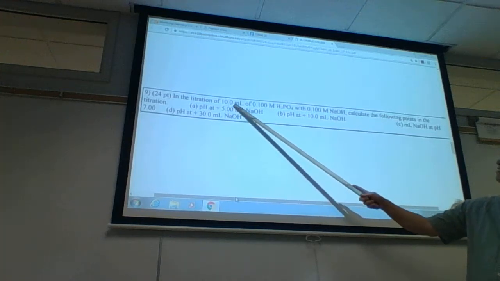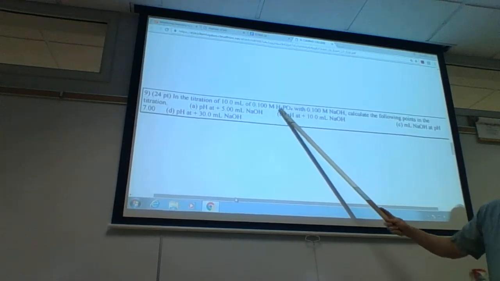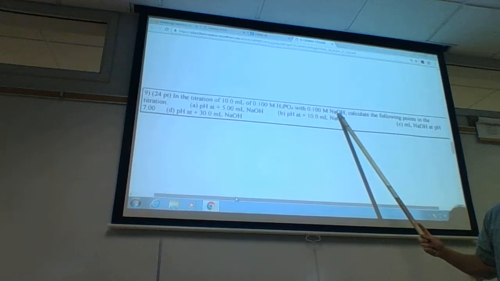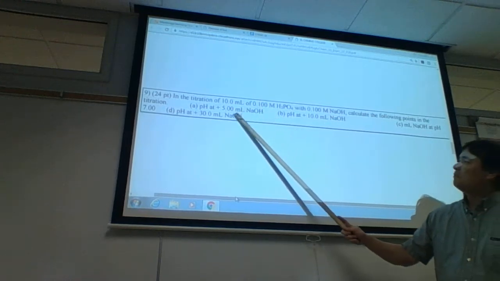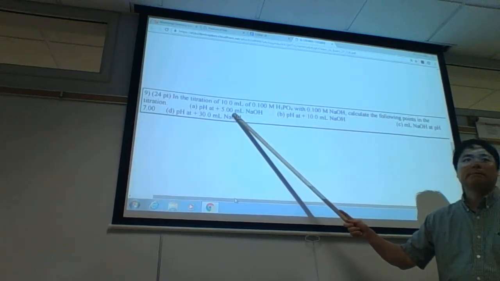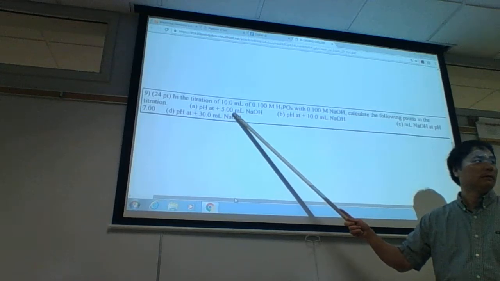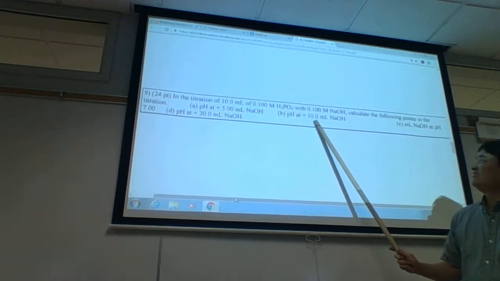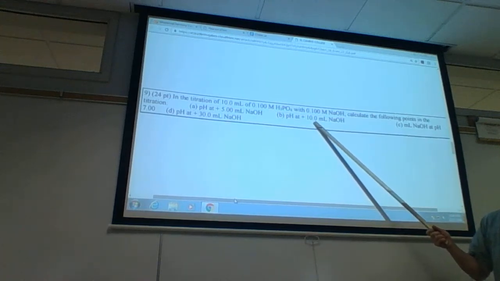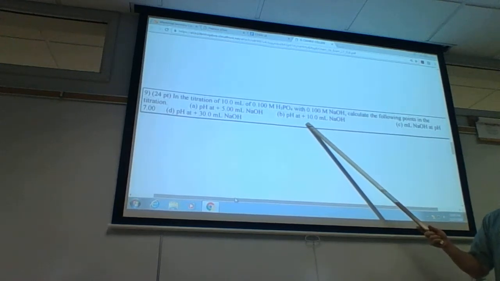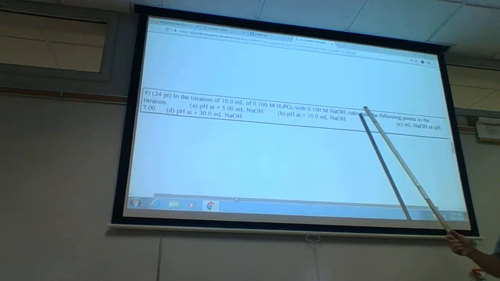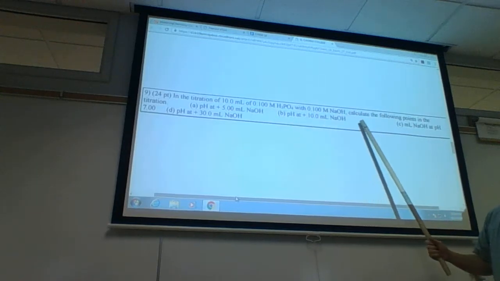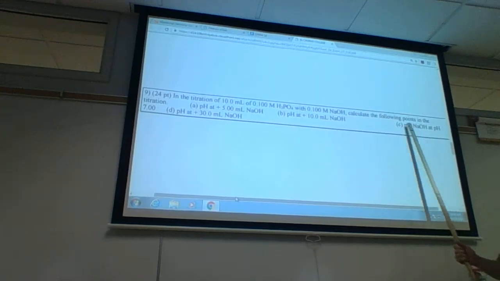You know, this is 10 milliliters of acid, 100 molar sodium hydroxide. So 5 milliliters is what we call what? Half the first equivalence point. 10 milliliters we call the equivalence point, the first equivalence point. C, milliliters of sodium hydroxide at pH 7.